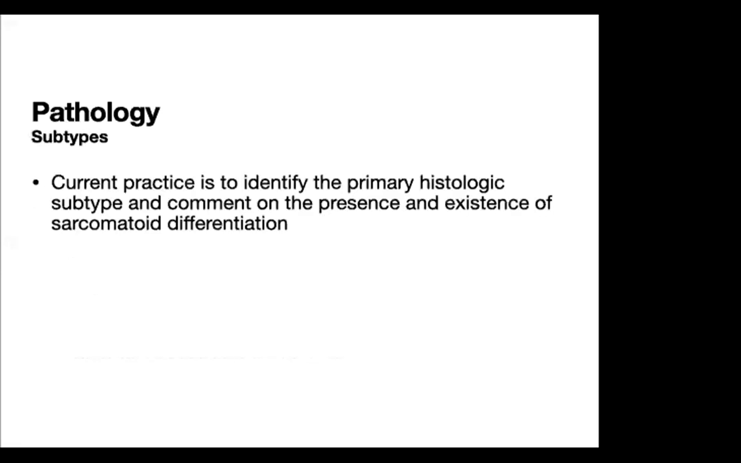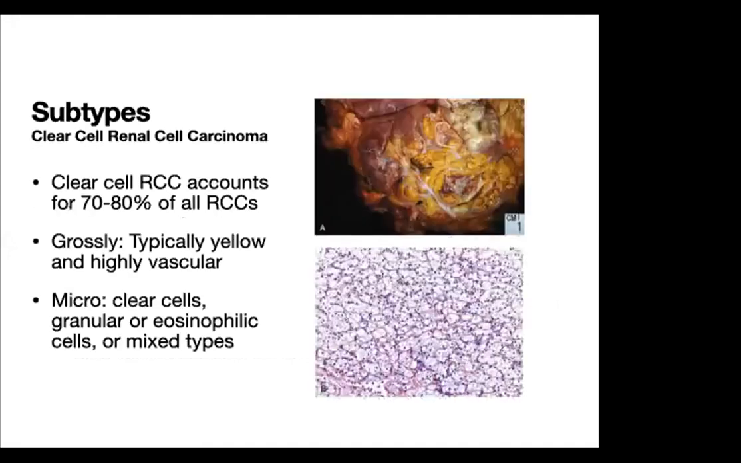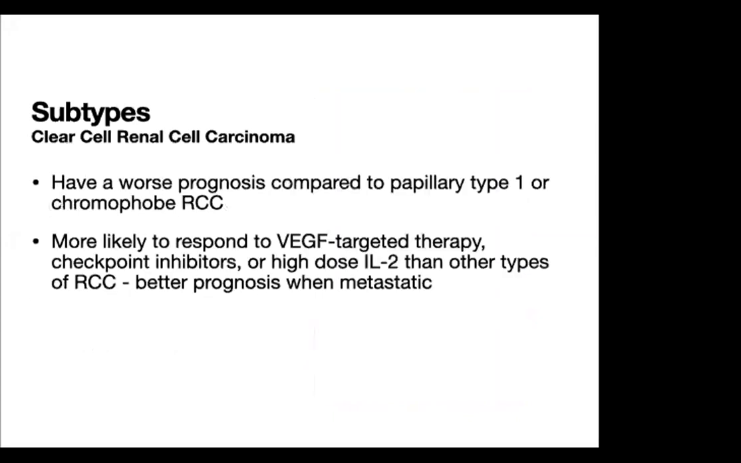For the subtypes, current practice is to identify the primary histologic subtype and comment on the presence and existence of sarcomatoid differentiation. So for our subtypes, first is our clear cell renal cell carcinoma, which accounts for 70 to 80% of all RCCs. Grossly, it is yellow and highly vascular. Microscopically, it is composed of clear cells, as is the name, granular or eosinophilic cells, or mixed types. They have a worse prognosis compared to papillary type 1 or chromophobe RCC.